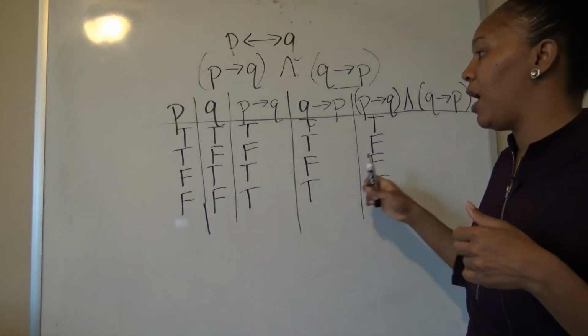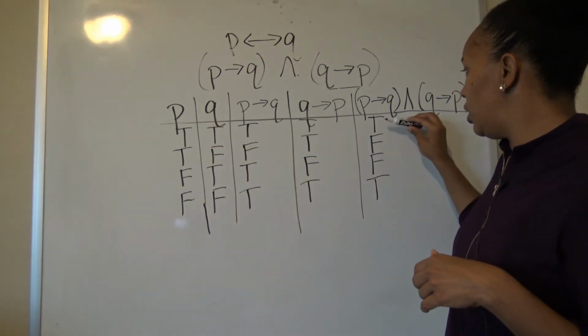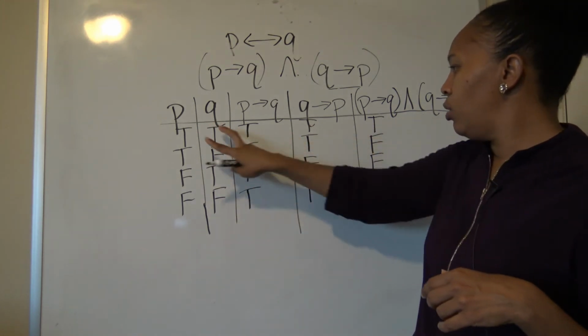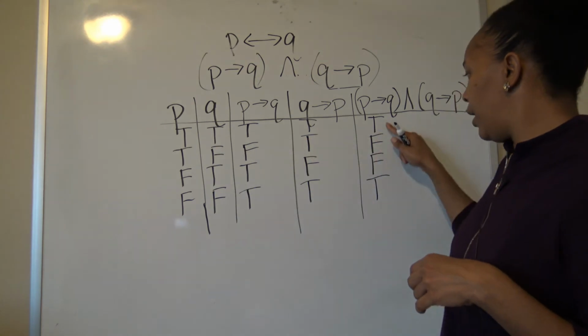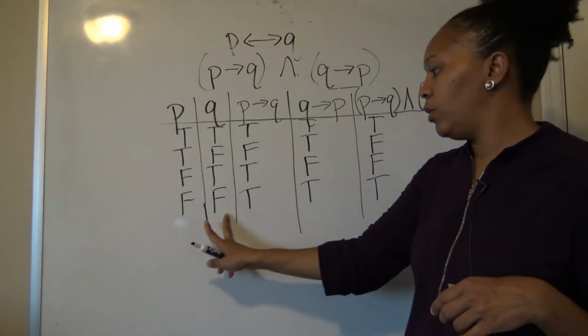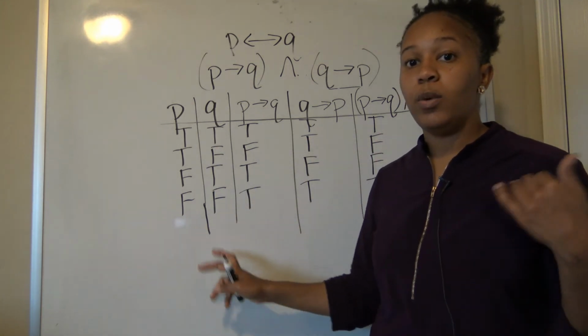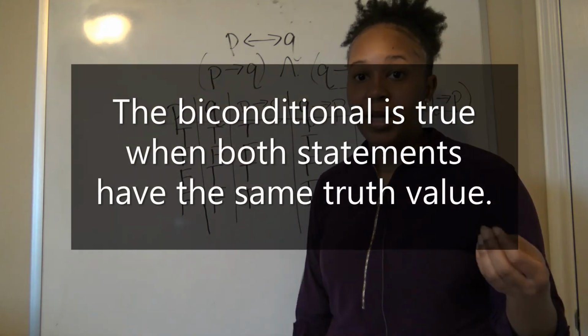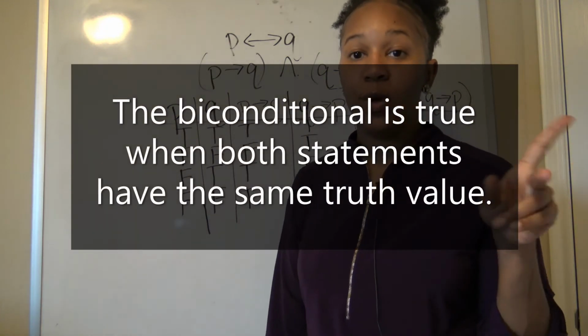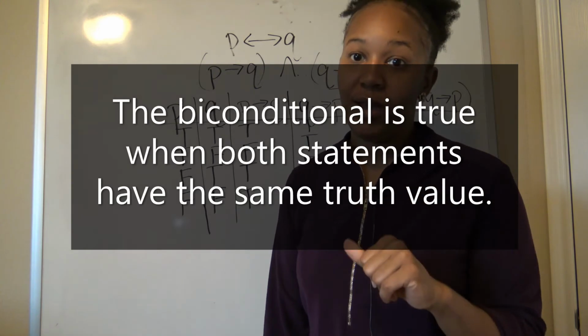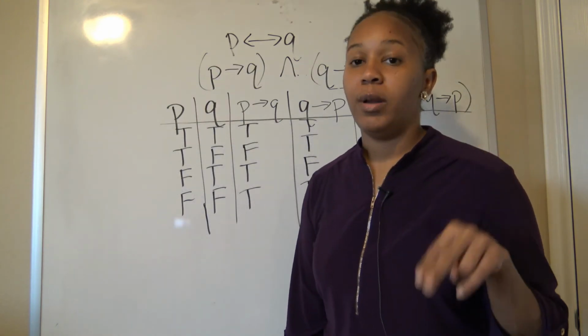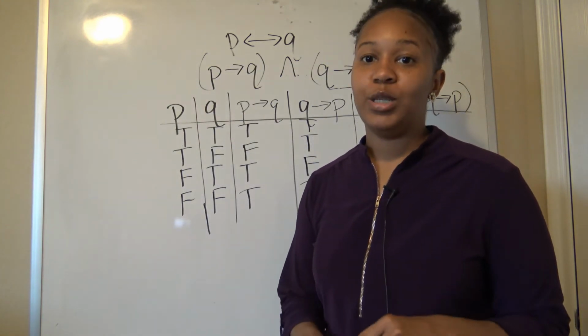So now, if I look at my original situation, notice that the biconditional is true when they are both true, and the biconditional is also true when they are both false. So we can conclude that the biconditional is true when the original two statements have the same truth value. Okay, so either when they're both true or when they're both false, that's when the biconditional is true.